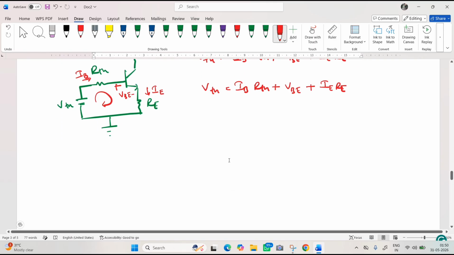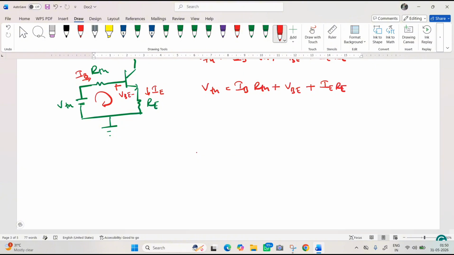Actually, we know this emitter current IE is a combination of IC and IB, right? We already know this one. At the same time, we know the standard expression, that is IC is equal to beta times IB plus 1 plus beta times ICO. This is the standard expression, right?